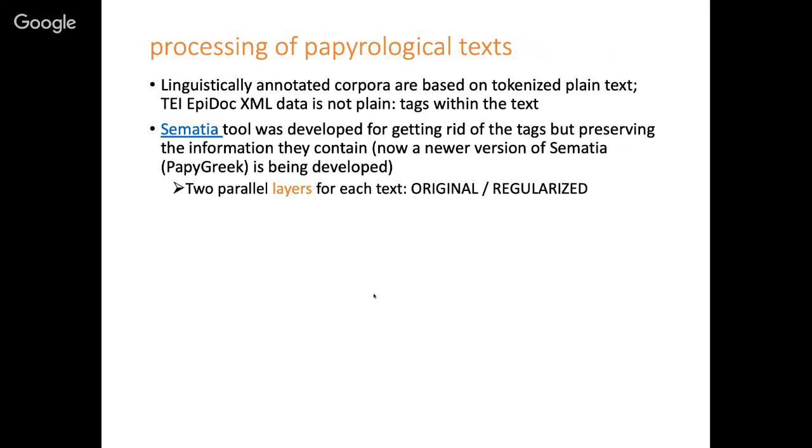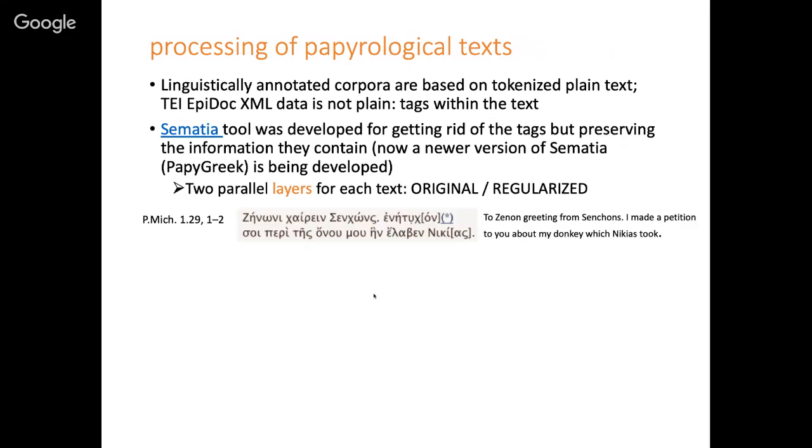But the basic idea will be the same anyway. There we create two parallel layers for each text, the original one and the regularized one. So I have here one example of a sentence from one letter from the Xenon archive. So there are the first two lines of a text of a papyrus.